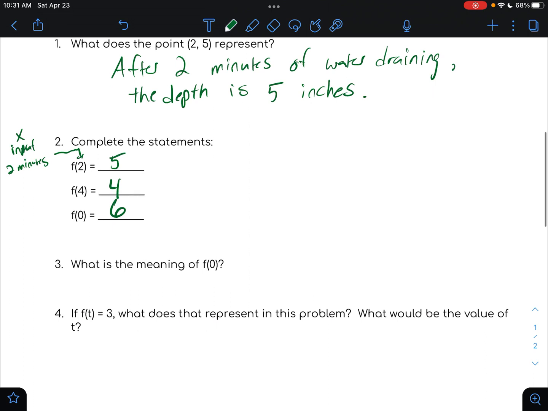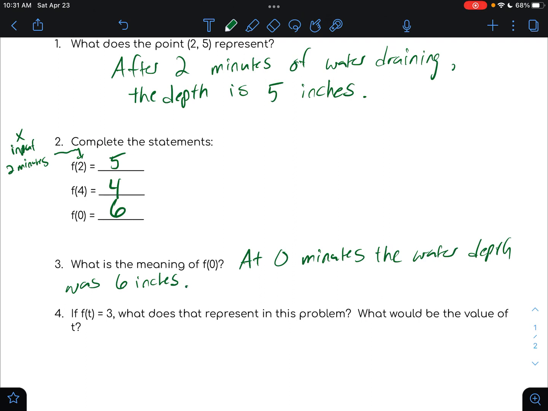We kind of just talked about that, but what's the meaning of f of 0? So at 0 minutes, the water depth was 6 inches. Now you might also think of that as the starting depth, because that's right at the beginning at 0 minutes. The starting depth was 6 inches of water. So we could think of that in both of those ways.